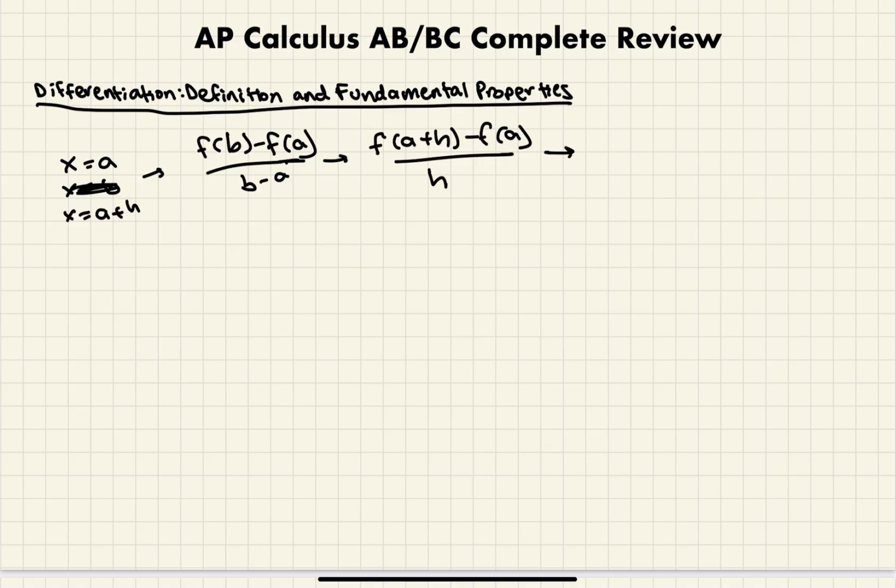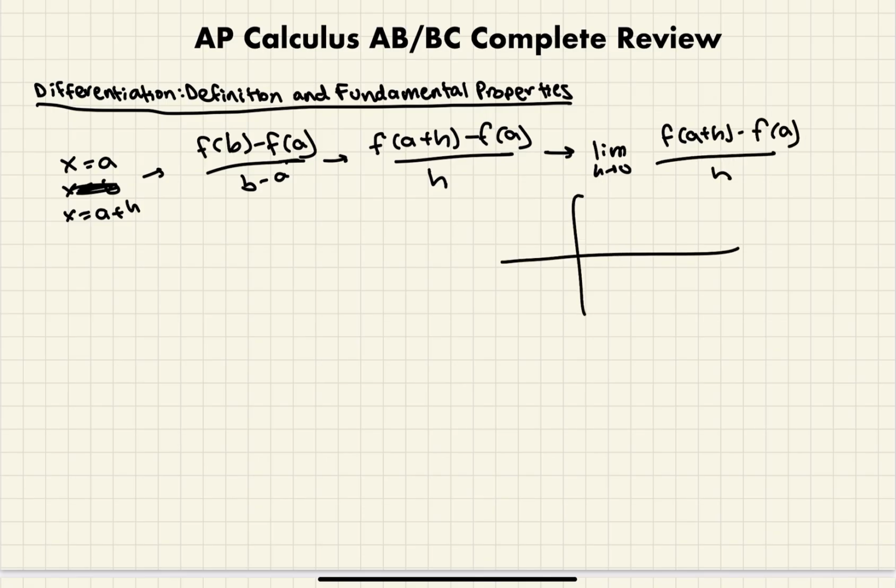Now, if you take the limit of this as h approaches 0, you're going to get the instantaneous rate of change, because we're just bringing a plus h closer and closer to a. So instead of being a secant line that goes through both points, it's going to be a tangent line that goes through exactly one point. And that's what the derivative is. It gives us the slope of that tangent line. So that's the formal definition of a derivative.